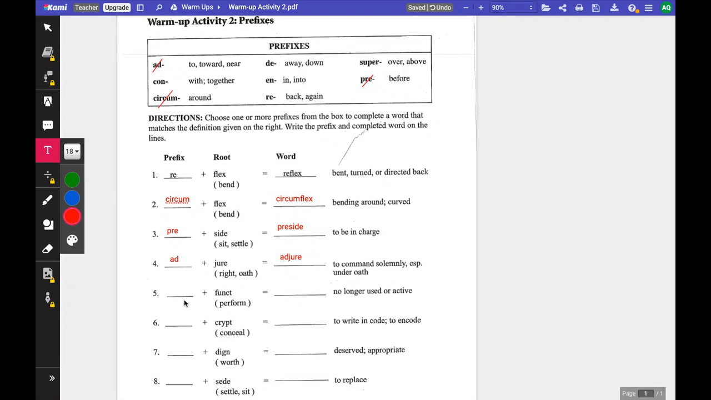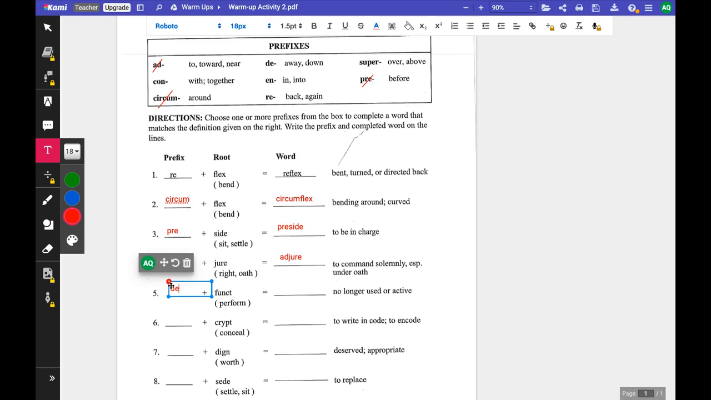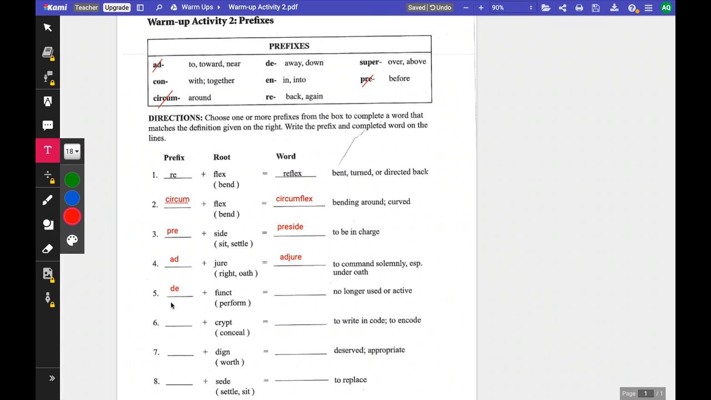Number 5, the prefix added to the root funct, which means perform, creates a word that means no longer used or active. What prefix do you think we need? We need the prefix de, away or down. And I think about the fact that we need to maybe put something away when it's no longer being used or active. When something is defunct, it doesn't work anymore, or it's no longer used.